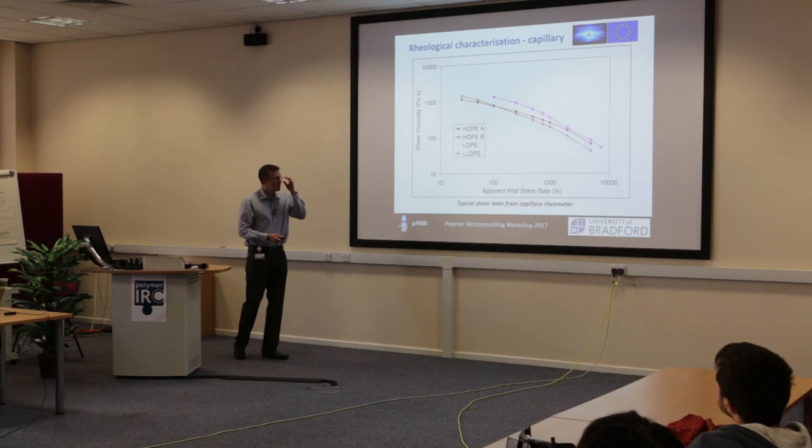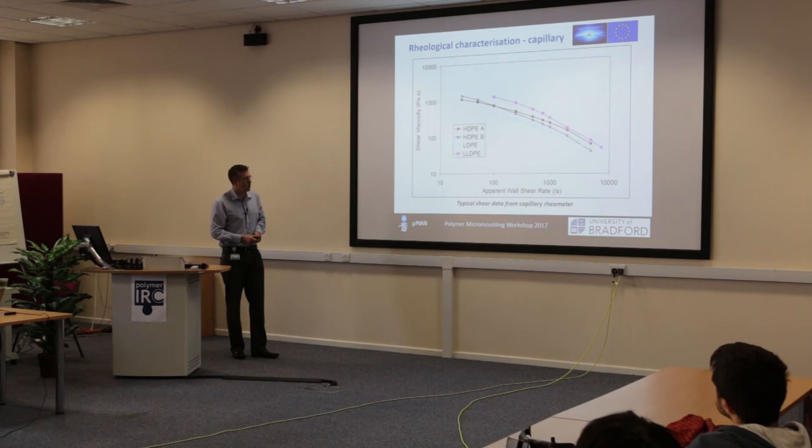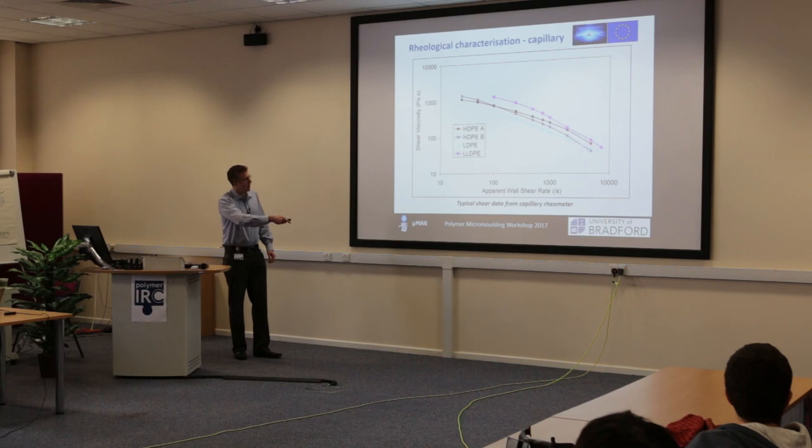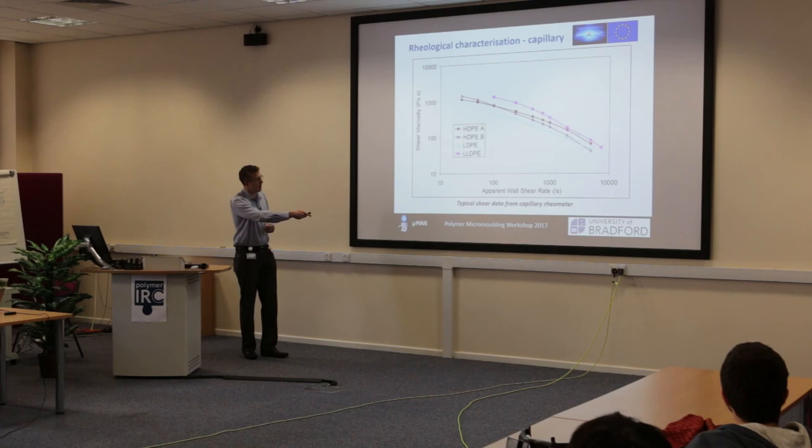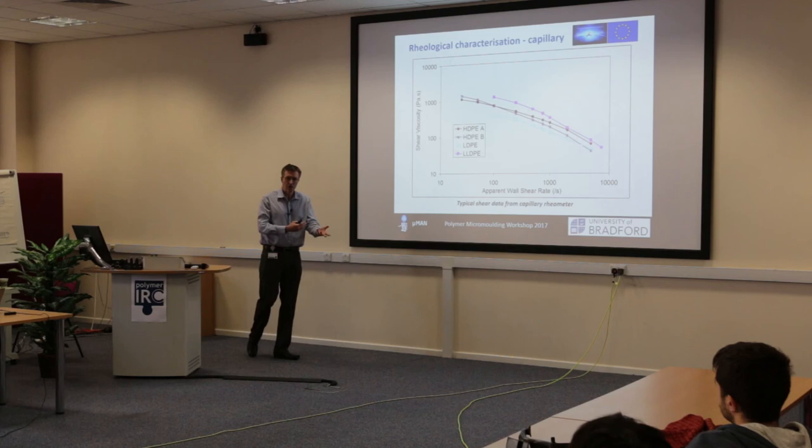This is just some typical data for a few different polyethylenes. Polyethylenes are a very simple polymer, but one that's very widely used in packaging and that sort of thing, films. And this just shows shear viscosity against wall shear rate from a capillary rheometer. You can see that in the rotational rheometer, we're looking at shear rates or frequencies of relatively low, up to about 100. Here we can go well above that. We can go into the thousands and the 10,000s. So the processing rate is a lot more relevant for our extrusion process, for our, say, film materials. We can do that very readily.